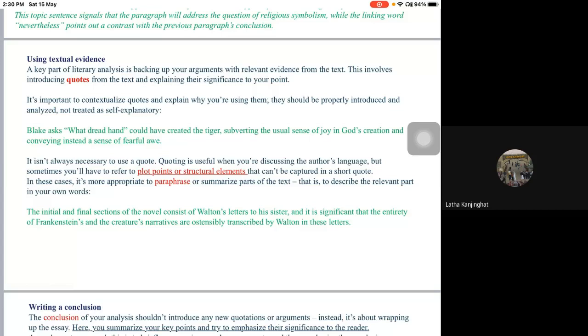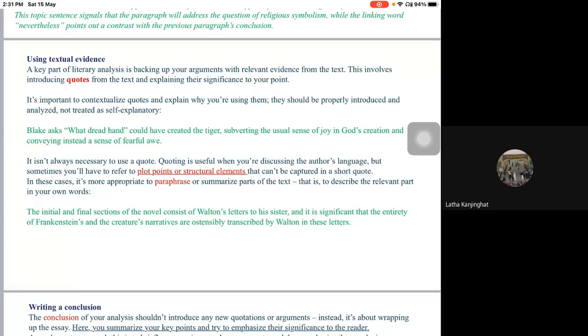Who says this? At what point is this said? And how does it apply to the point that you have made? That explanation should be there in your answer. So it's important to contextualize quotes and explain why you're using them. They should be properly introduced and analyzed and not treated as self-explanatory. Don't put the quote there and think that the teacher who values your paper will understand that. No, it doesn't work like that. It has to be explained. That explanation is part of the examiner understanding that you have understood what you're trying to explain. So explain the quote, the significance of the quote.